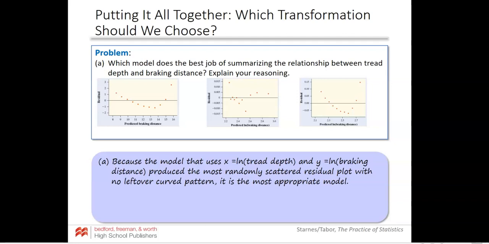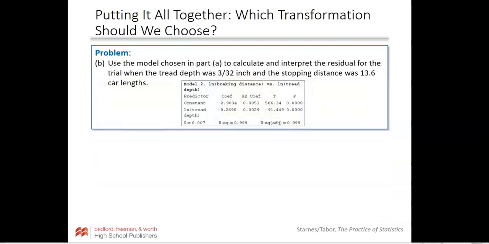Produce the most randomly scattered residual plot with no leftover curve pattern. It's the most appropriate model. So we would just stick with that model at that point. So if you use that model, here's the output: natural log of the y value, braking distance, always y versus x, natural log of tread depth, and so there are the values there.